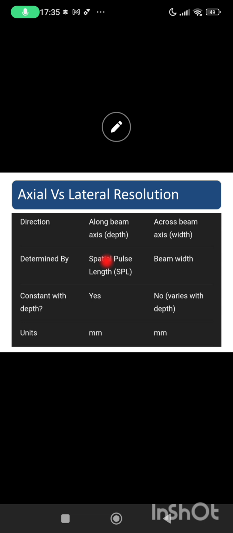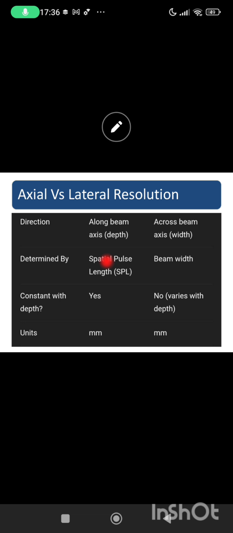Now the comparison between the axial versus lateral. Dr. Awadia, can you please now summarize this? Yes. Axial versus lateral resolution. For axial resolution, the structures lie along the beam axis or the depth of the beam. It is determined by spatial pulse length. If we decrease spatial pulse length, wavelength, or increase transducer frequency, the axial resolution improves. It is constant with depth, unit millimeter.